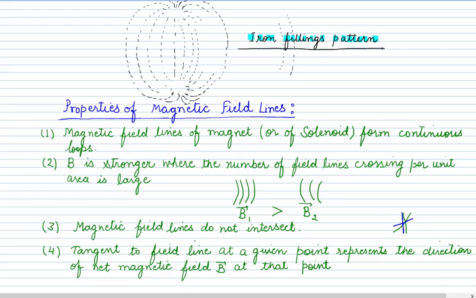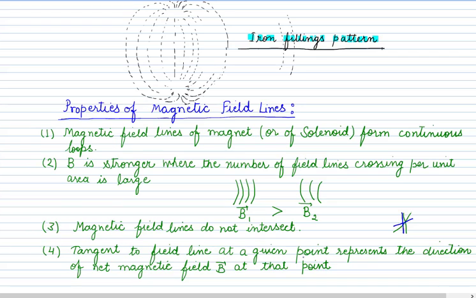So what we see is that all these properties of the magnetic field lines are very much similar to the electric field lines. They also form a continuous loop. Where the field line density is more, the electric field is more, and where there are more magnetic field lines, that means a more magnetic field. Magnetic field lines also do not intersect, like the electric field lines. At any point, if you want to see the direction of the magnetic field, then you have to draw a tangent on the magnetic field lines.